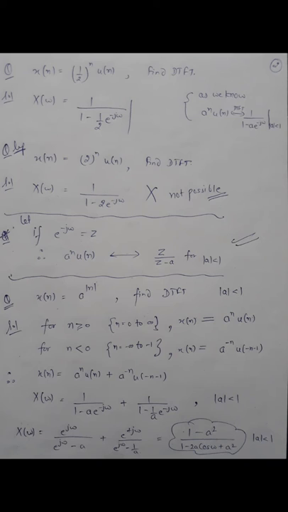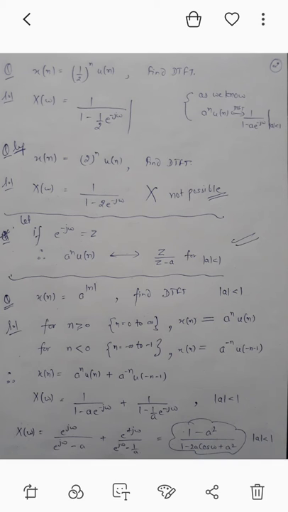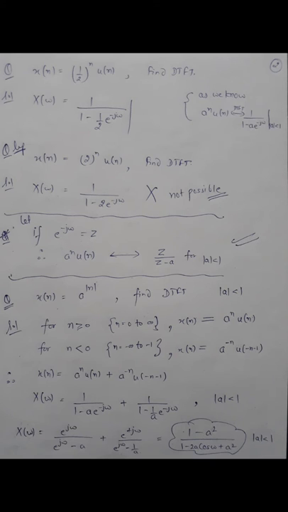Now if we replace e raised to power j omega by z, then a raised to power n u[n], as we already did in the last unit, equals z upon z minus a for mod of a less than 1. Let's come to the next question. x[n] equals a raised to power mod of n, where mod of n is given. Find out the DTFT, and a is less than 1.